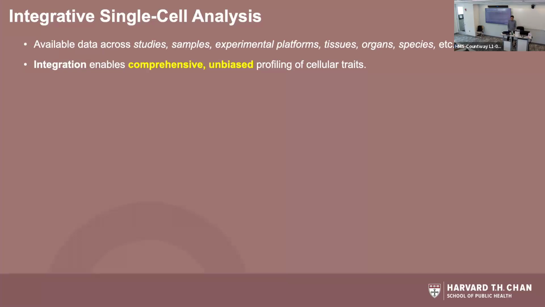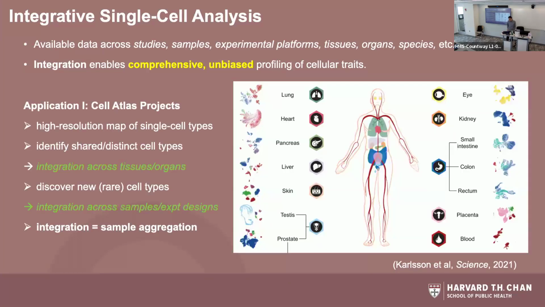We have multiple data sets, and the idea is that by integrative analysis of multiple data sets, we will hopefully get a more comprehensive or unbiased profiling of the biological process of interest. The challenge here would be how to enable the integration across multiple samples, multiple data sets of very heterogeneous nature. And here I'm going to show you 3 basic examples where integration is needed.